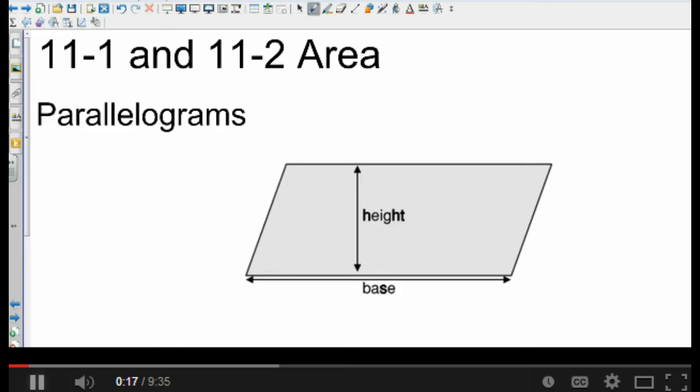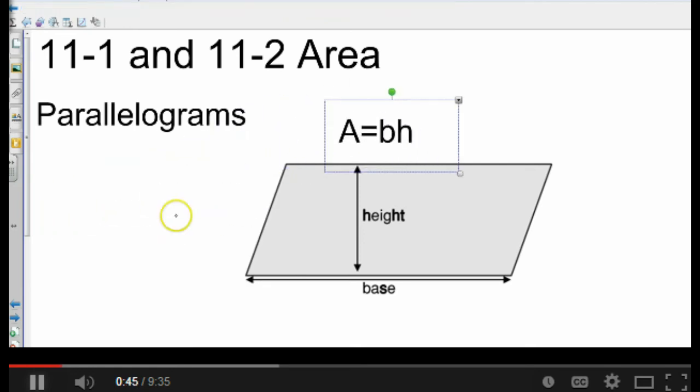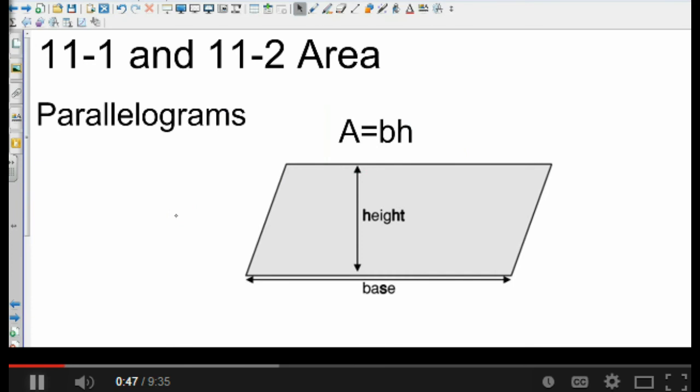In our parallelogram, the height is drawn from the base to the other base. Technically, there are two bases, and it is drawn to create a 90-degree angle, just like an altitude. The area of a parallelogram is found just by taking the base times the height, just like we would do in a standard quadrilateral. So area equals base times height.